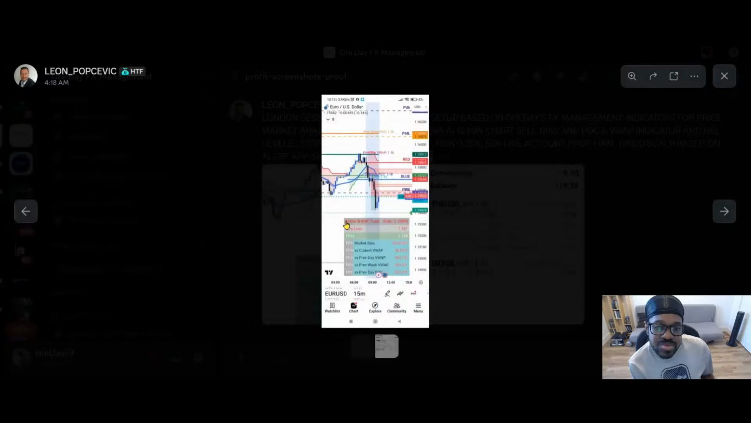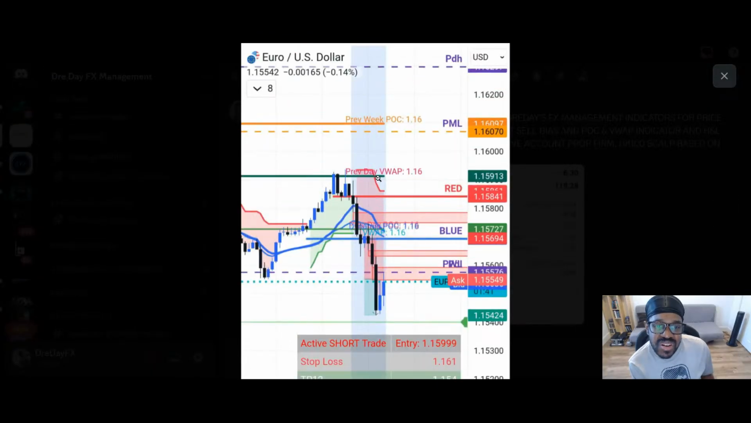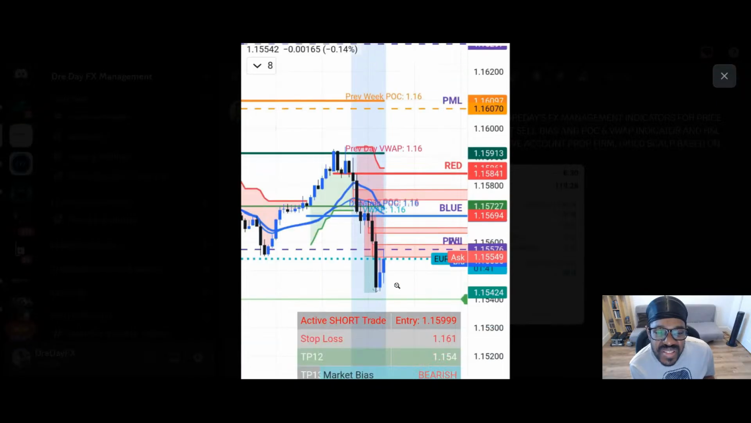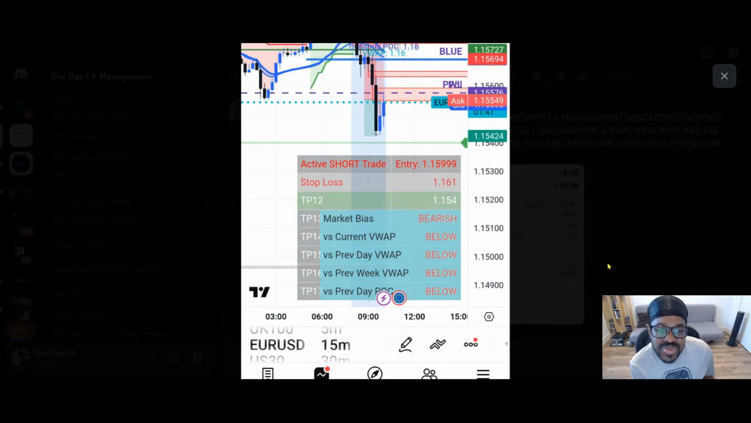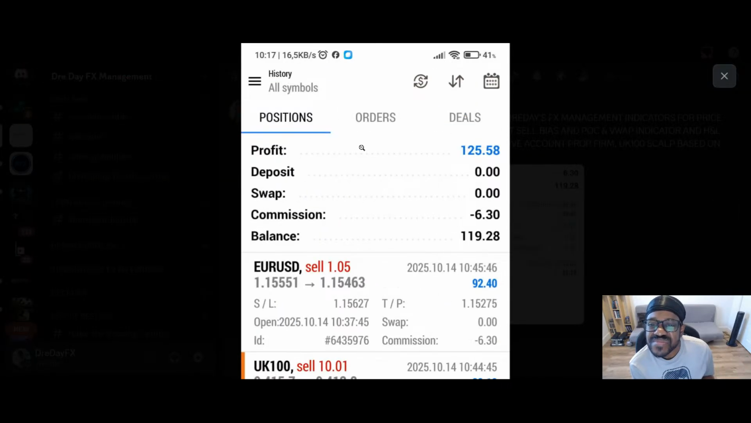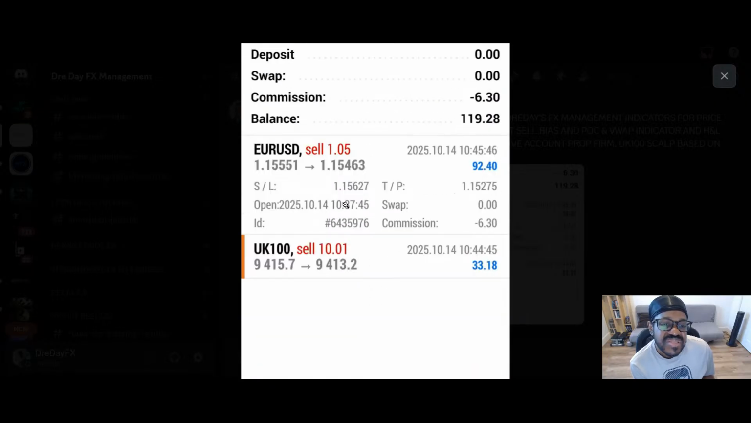And let's look at this result. We're going to look at the setup that we saw here on EURUSD. And as you can see, it was an actual sell setup here that he took. So that's perfect. Then look at the results: $125 here for USD. And then he took a small scalp here on UK100.